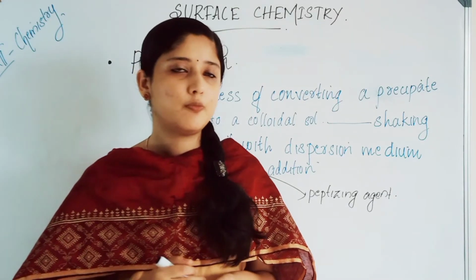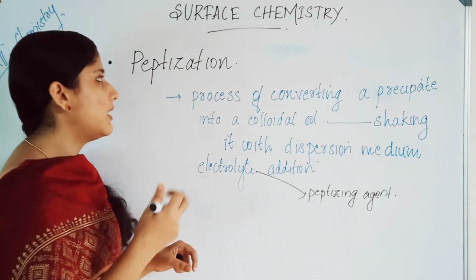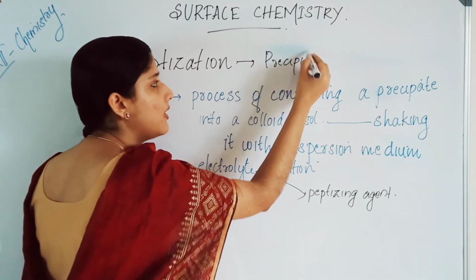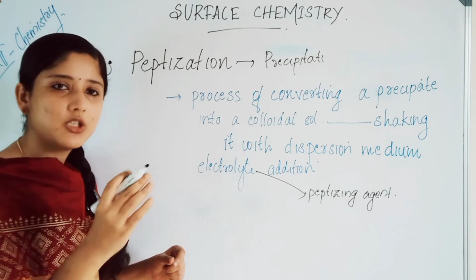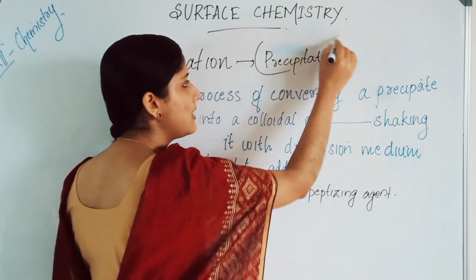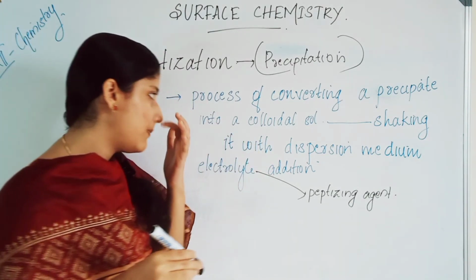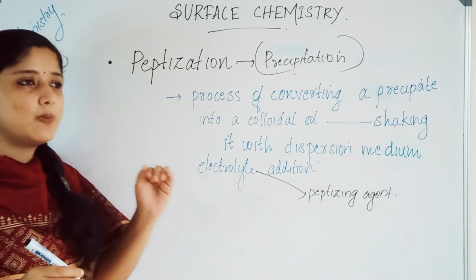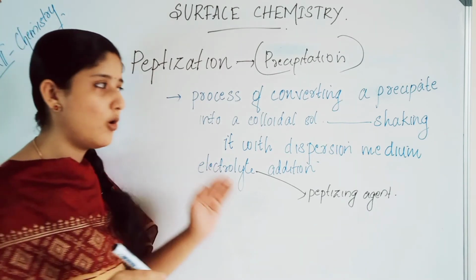The last method of preparation of colloidal solution is peptization. This is a simple method. Peptization is the process of converting a precipitate into a colloidal solution. A precipitate has a larger particle size, and we will convert it into a colloidal solution.